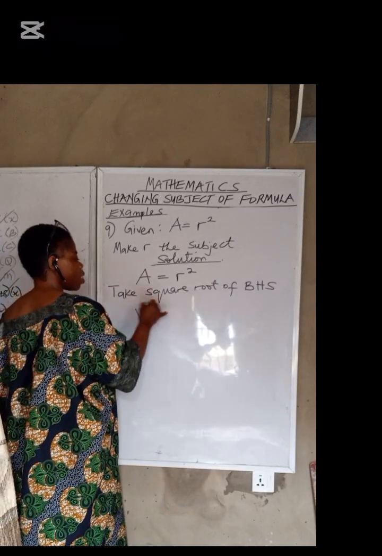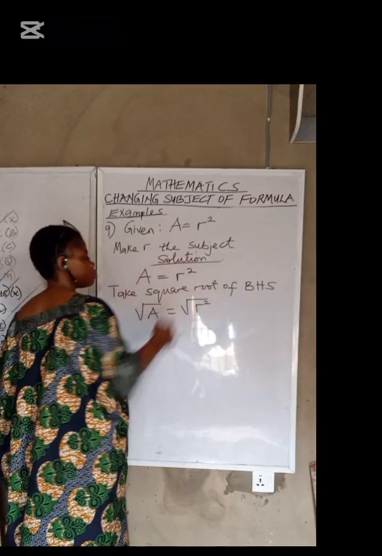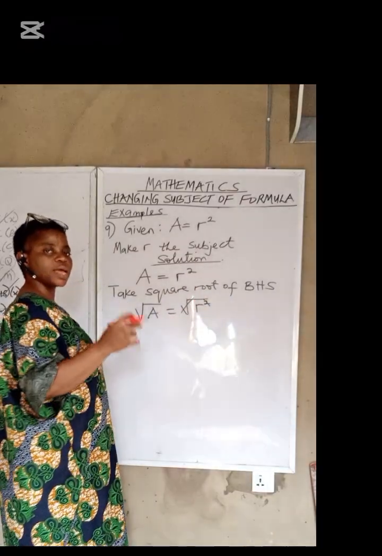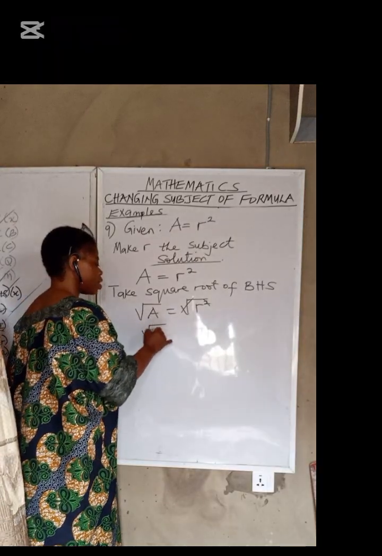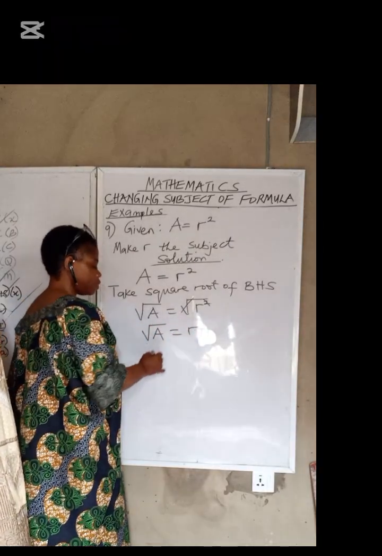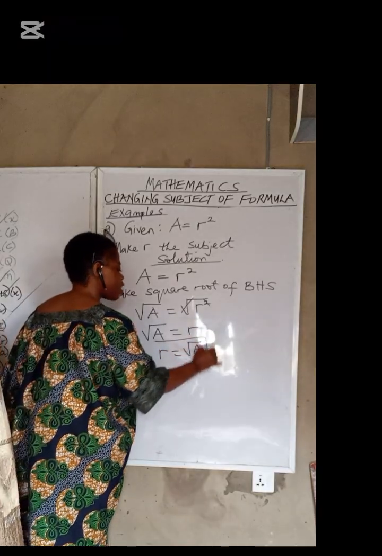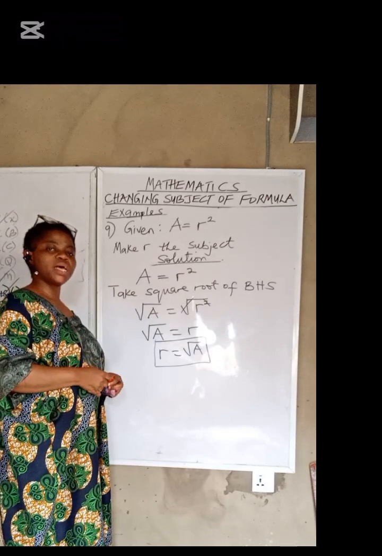That means the square root of A equals the square root of R squared. Square root and square will cancel out because they are inverse of each other. So we are left with square root of A equals R. This means R equals square root of A. And we have made R the subject of the formula that way.